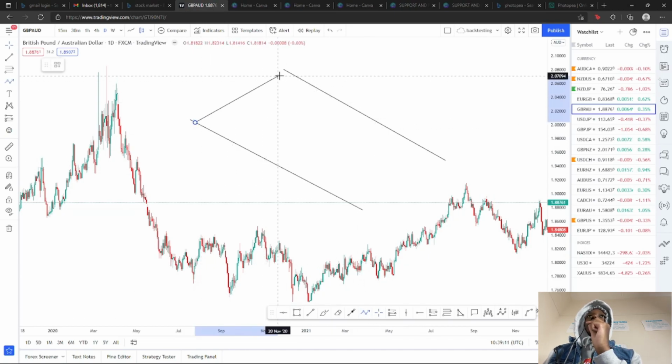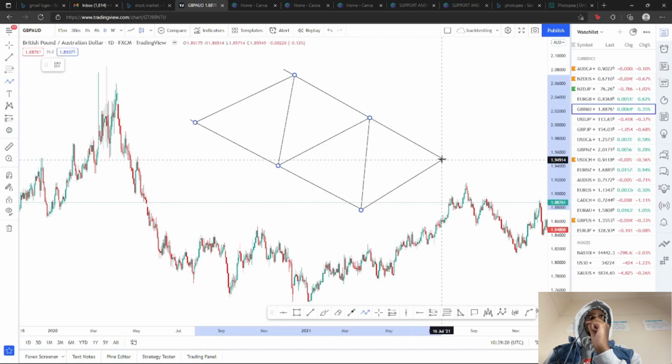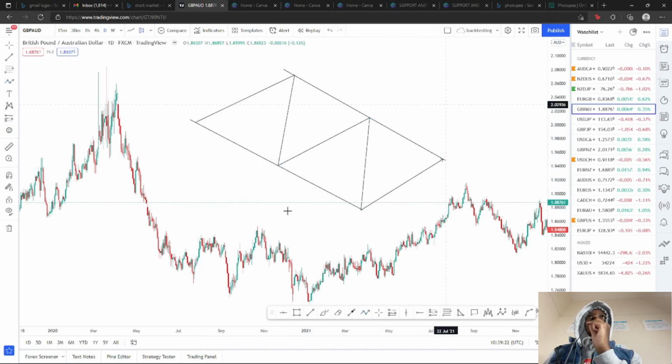You'll be buying low and selling high. We buy low and we sell high, guys. So in a downtrend, this is how it moves. And in a downtrend, it forms lower lows and lower highs, guys.